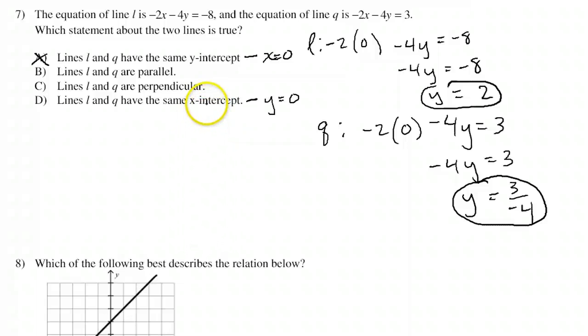Then we do the same thing with the x-intercepts. This time we have to plug in 0 for y. So if I do that, I get negative 2x. 0 for y on this one is going to cancel it out. So we get negative 2x equals negative 8, and x is equal to 4.